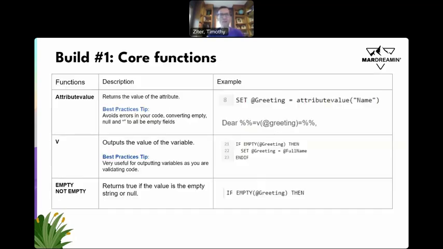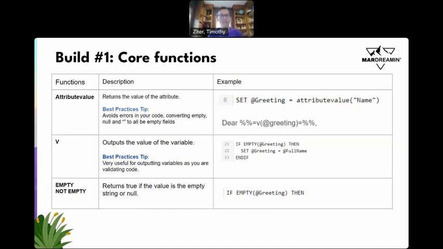Before we dive into the platform, these are the key functions we're going to be going over today: AttributeValue, V, and Empty and NotEmpty. AttributeValue is a way that you want to just... The V function is a way to output your variables so that they can output in the environment.